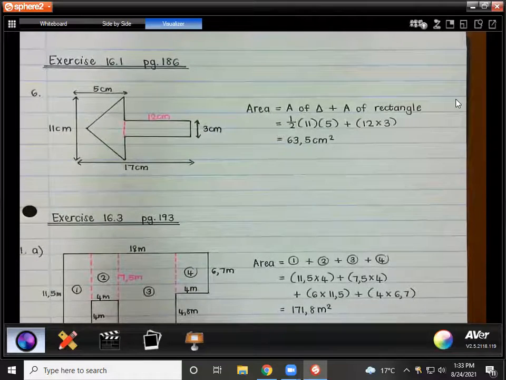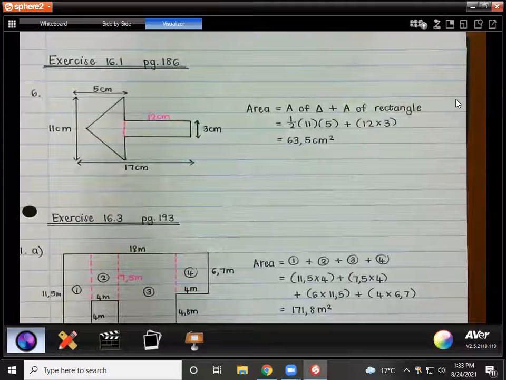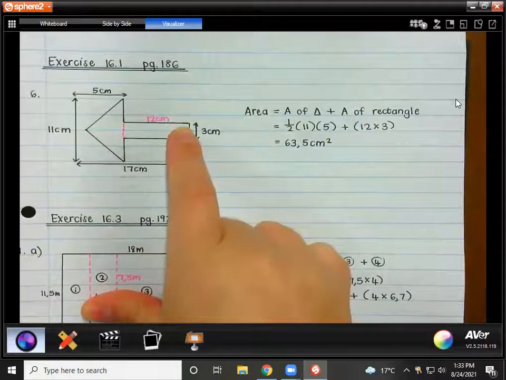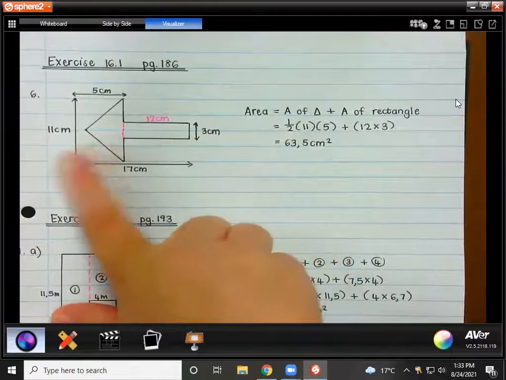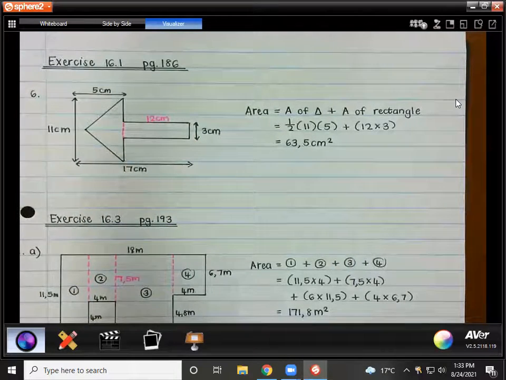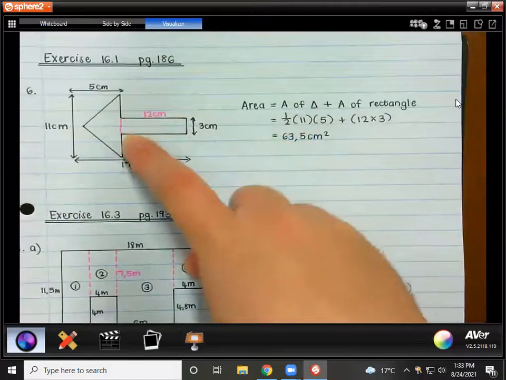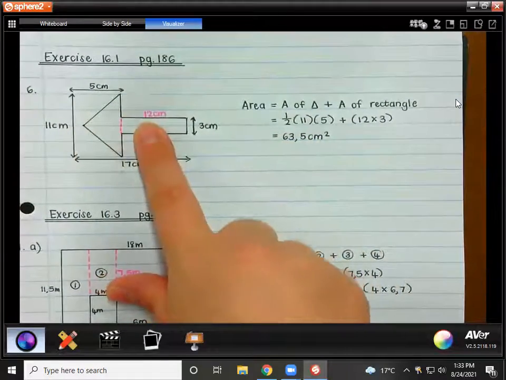Now, obviously, we don't have a formula for finding the area of an arrow. All right, so we need to break the shape up into shapes that we actually have formulas for. So a triangle and a rectangle. Now, guys, they will always give you enough information to actually figure out the measurements of the various shapes. So if you draw a dotted line there, do we see that this is a triangle and that's a rectangle?